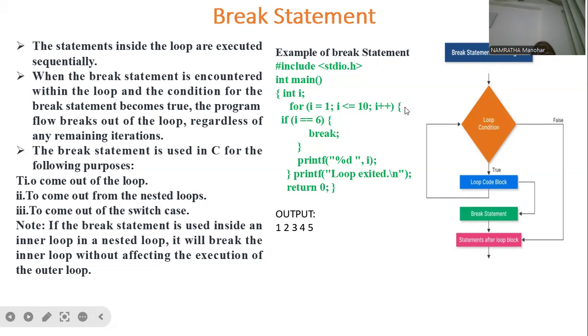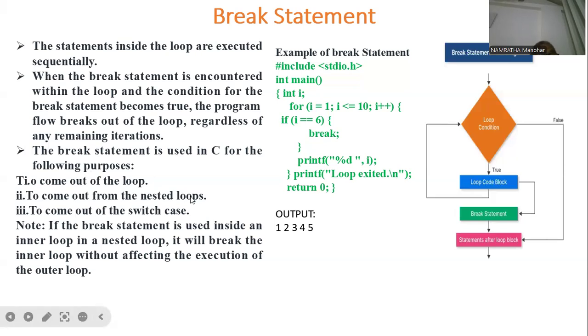But here, within the for loop, I'm saying if I is equal to 6, break. Though I'm giving the iteration up to 10, I've given the condition if I is equal to 6, break. So what will be the output? The output will be only 1, 2, 3, 4, 5. If this was not there, as we have done in a previous example, all 10 numbers would have been printed. But here I'm giving the condition within the for loop. That is, if I is equal to 6, then break. So once I becomes 6, the printf loop exits.